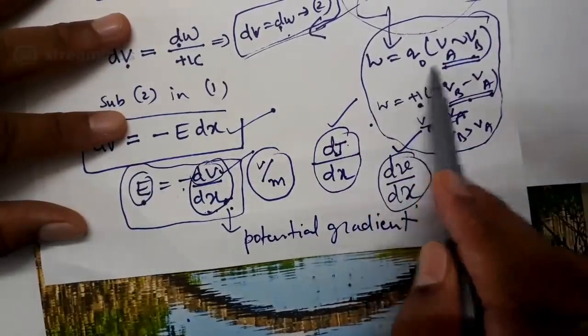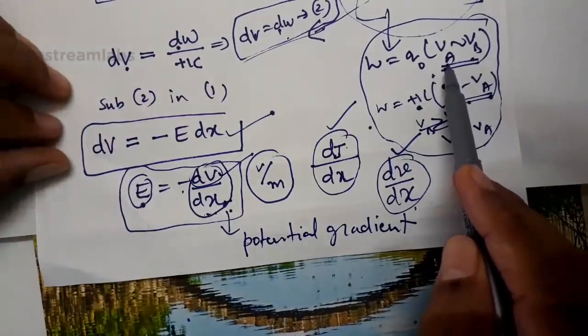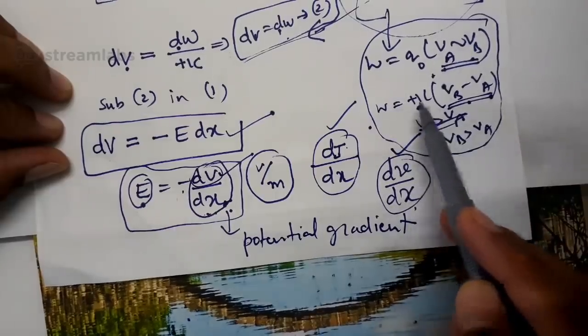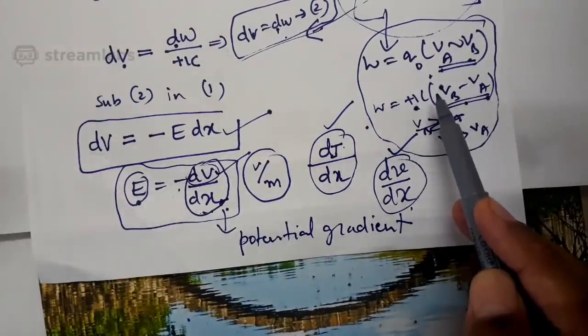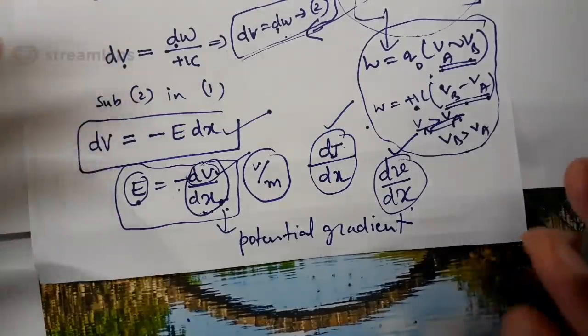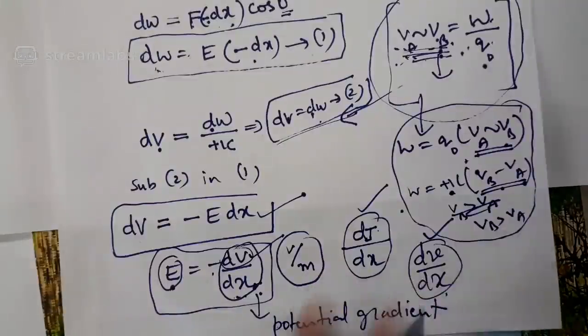W is equal to Q naught into (VA minus VB), and when you work out the problem, you should see that it should be the potential at the final position minus the potential at the initial position, into Q naught. Work done positive indicates that work is done against the electrostatic force. Work done negative indicates that work is done by the electrostatic force. Just refer to the study material. I'll give 1 minute. Just go through it.